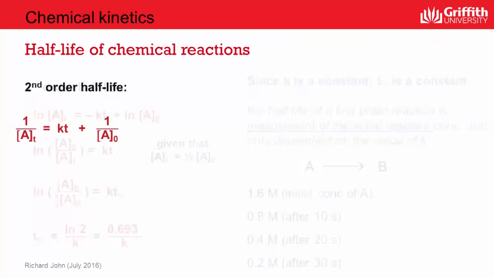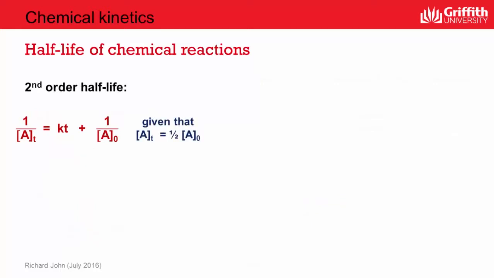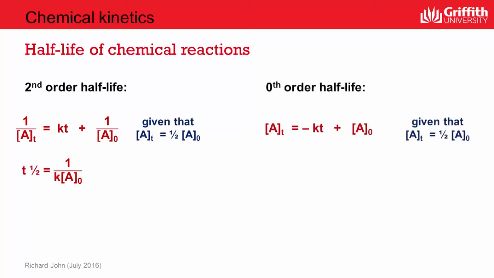Now, that's not the case for a second-order reaction, where we see that if we make the same substitution, we get an expression for the half-life that is dependent on the initial concentration A_0. Doing the same for the zero-order case and making the appropriate substitution, we get the half-life being equal to the initial concentration divided by 2k, or 2 times the rate constant.